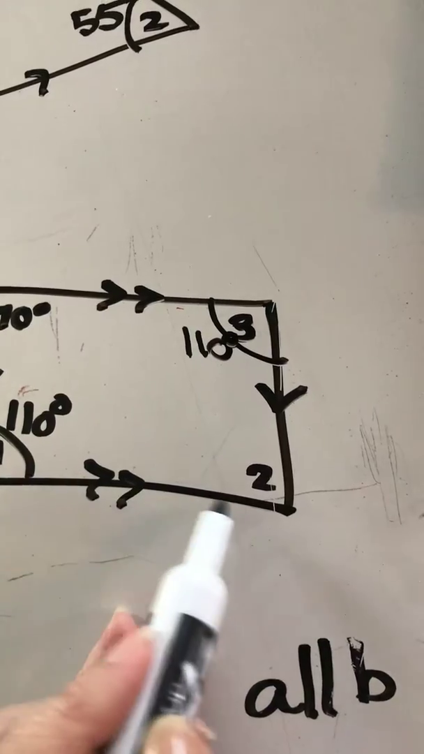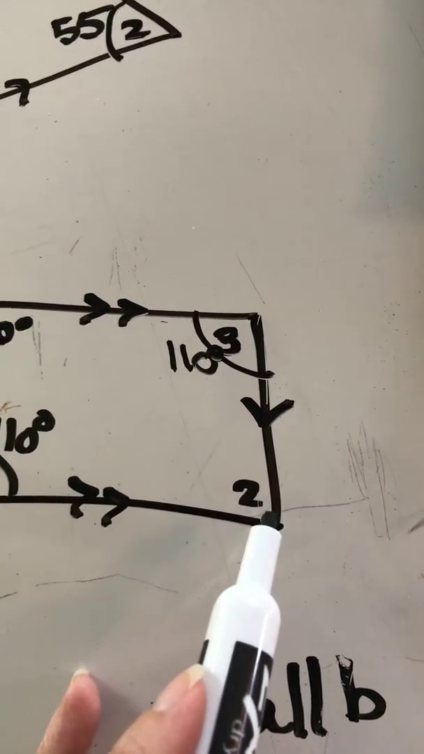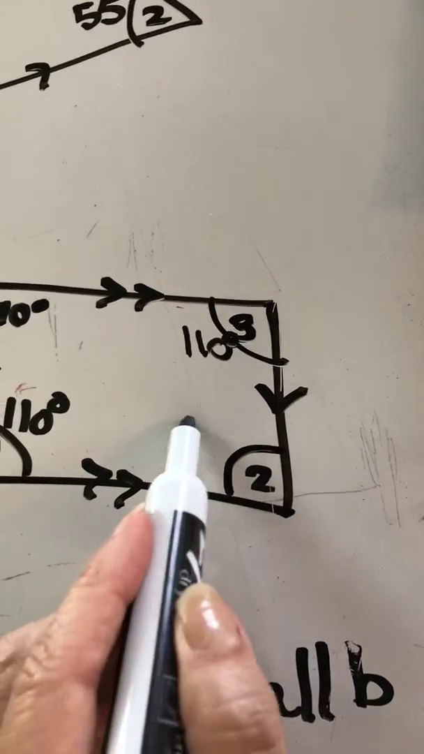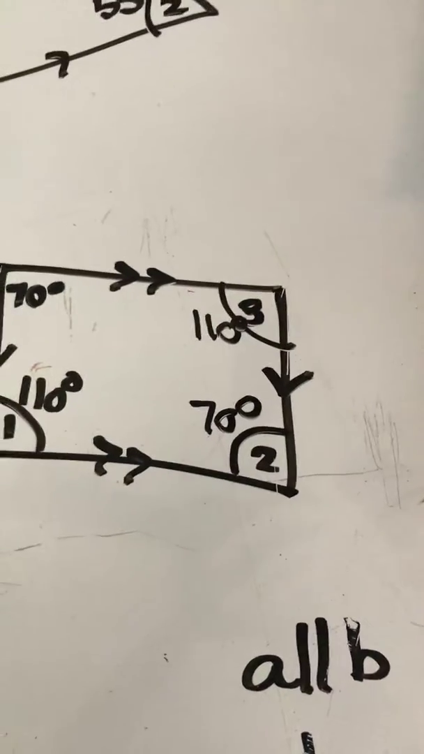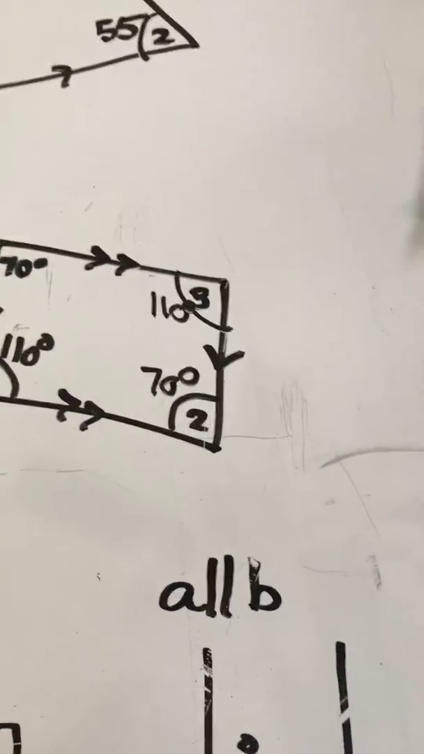And now looking at the bases, this top line and this bottom line as being your parallel lines, and this the transversal, angle 3 and 2 are supplementary. So this must be 70 degrees. All right, now look at 45. 45 through 47.